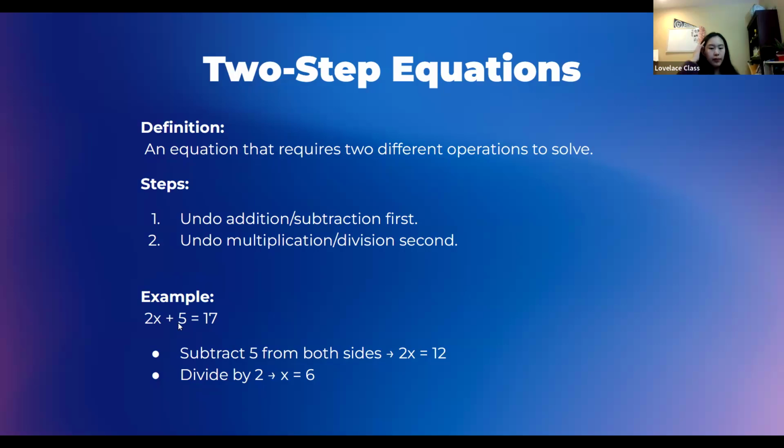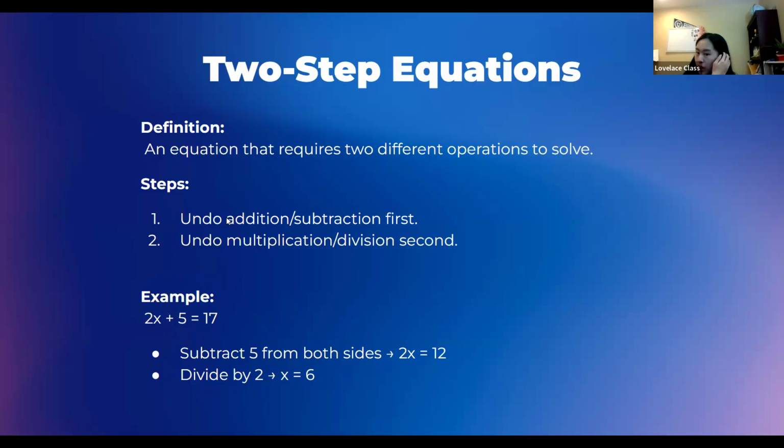Well, the second step, right? Now we can undo the multiplication, which is 2x. So we divide both sides by 2. From 2x equals 12, we divide both sides by 2, and you get x equals 12 divided by 2. So x equals 6.